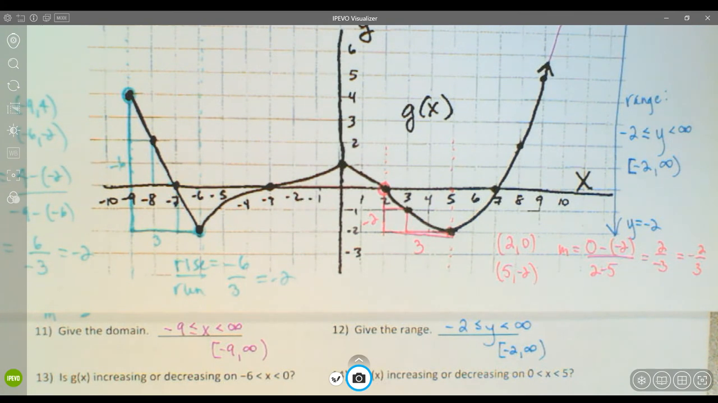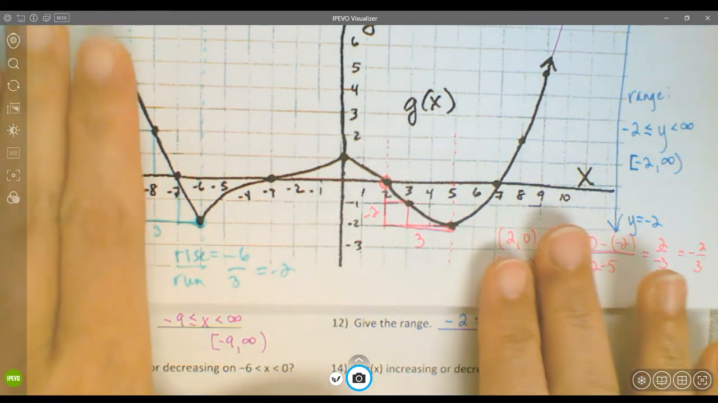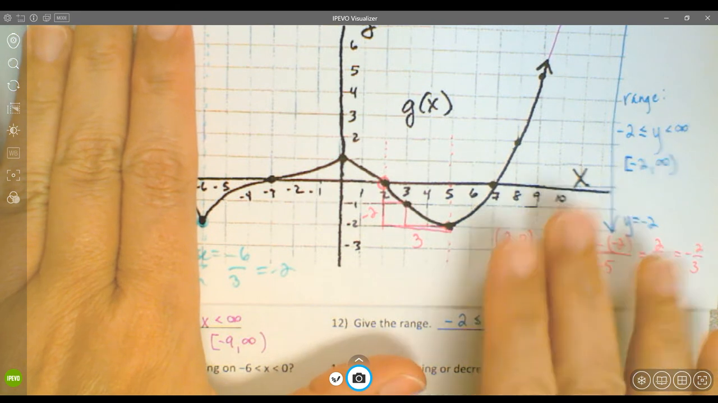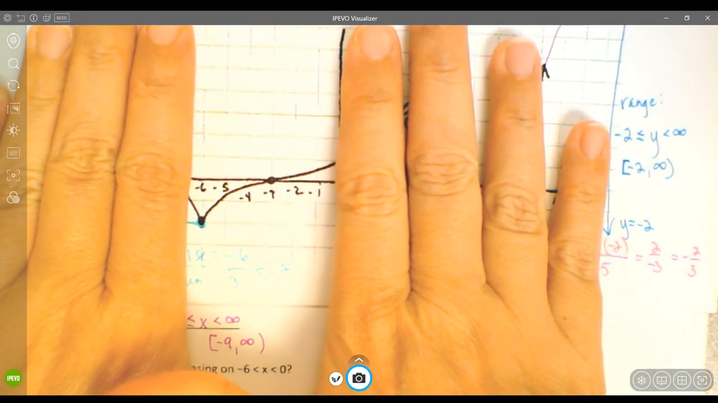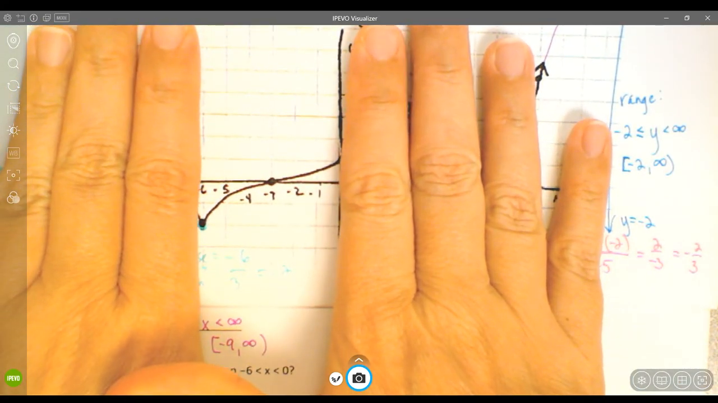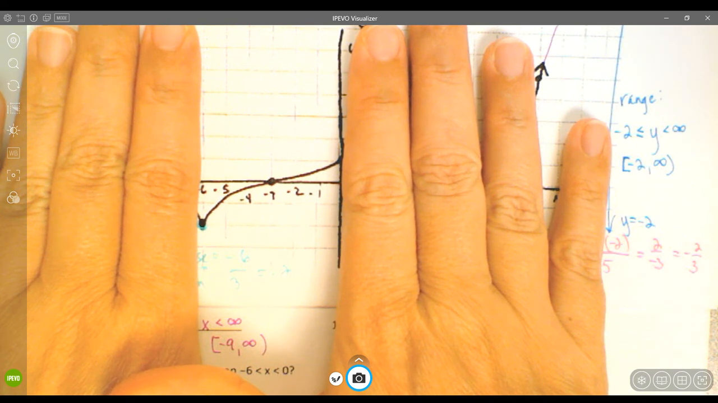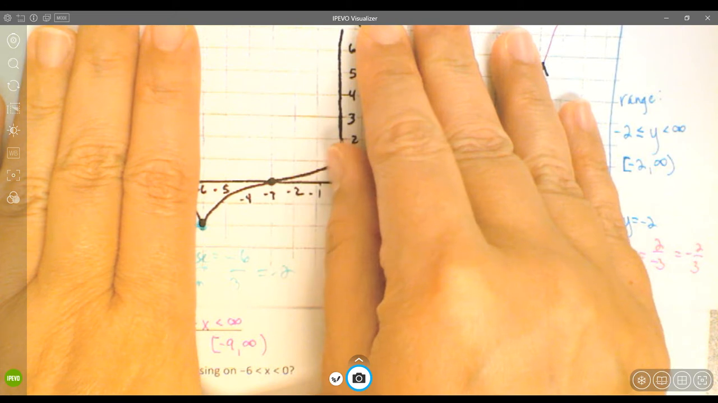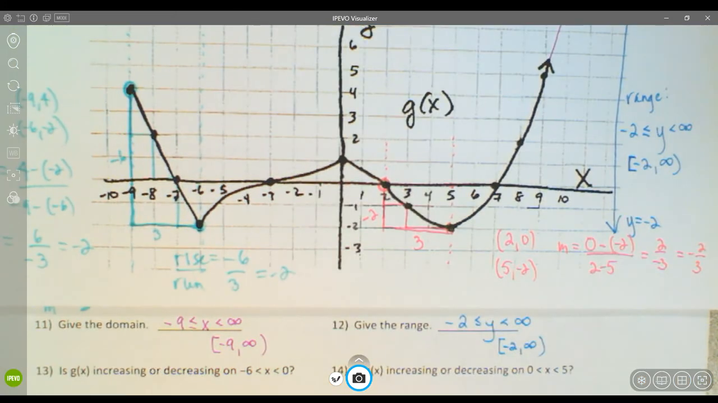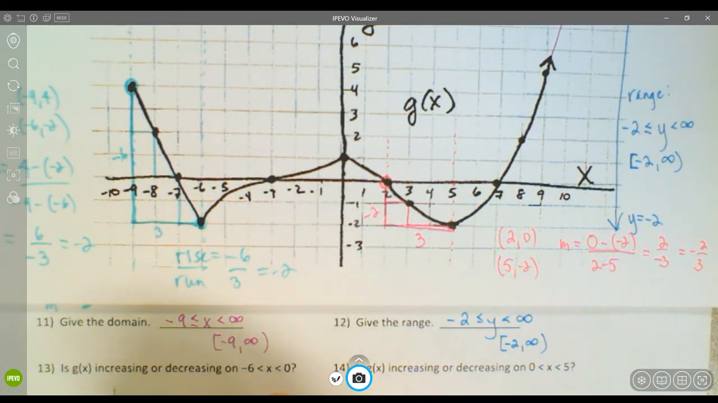So once we've covered domain and range, let's talk about intervals of increasing and decreasing. Look at what's happening from -6 to 0. So I can draw my lines, but sometimes it's so much easier. I'm going to go from -6 to 0. I don't want to look at anything else. Everything else is noise. What is happening to the graph? Well, it starts low and it's working its way up. So guess what? It is increasing.